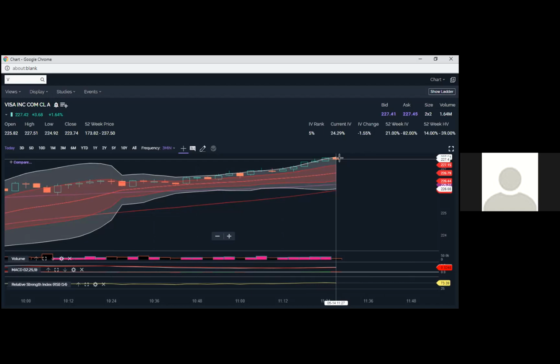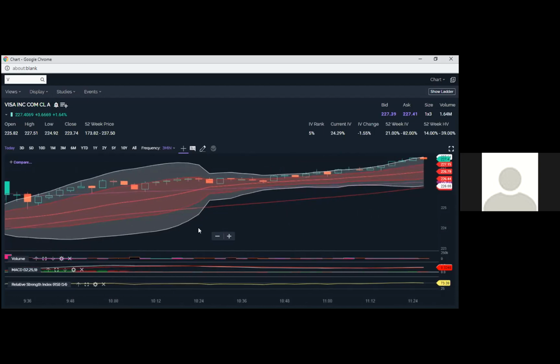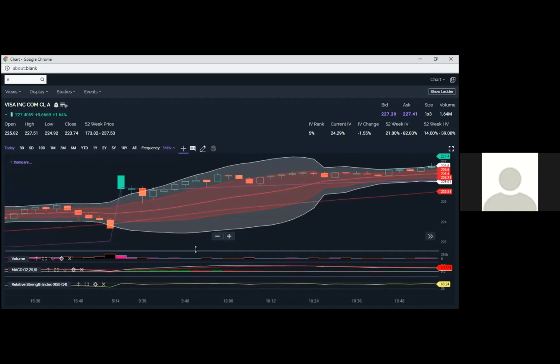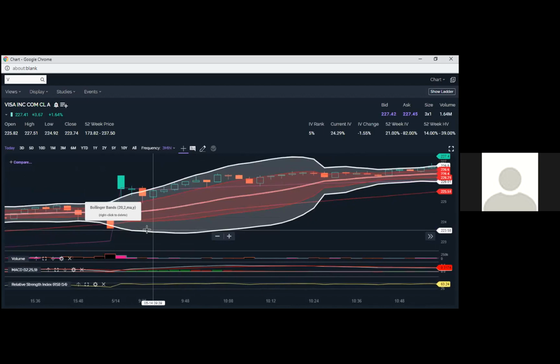But other than that, you should use Bollinger Bands when you're in a position or thinking about getting in a position, because it's going to let you know whether or not you're getting into or out of a call or position at the right time.